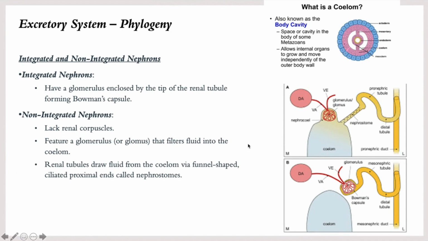The renal tubules are then going to draw fluid from the coelom through funnel-shaped ciliated proximal ends called the nephrostomes. So after the blood is filtered, it will be sent to the coelom. Then it's going to be drawn up by the nephrostomes right here. These nephrostomes are ciliated, meaning that they have cilia, which is going to push that liquid up into the tubule, then down into the tubule, and eventually into the collecting duct. So that is the difference between the integrated and the non-integrated nephrons.